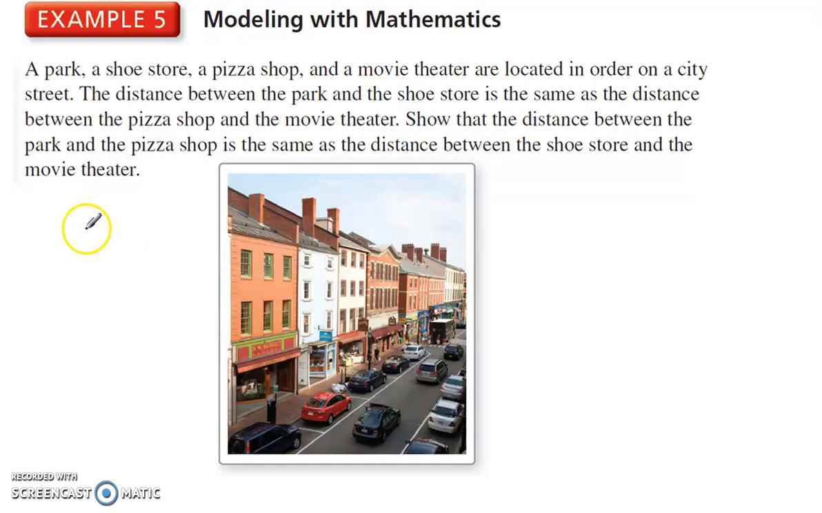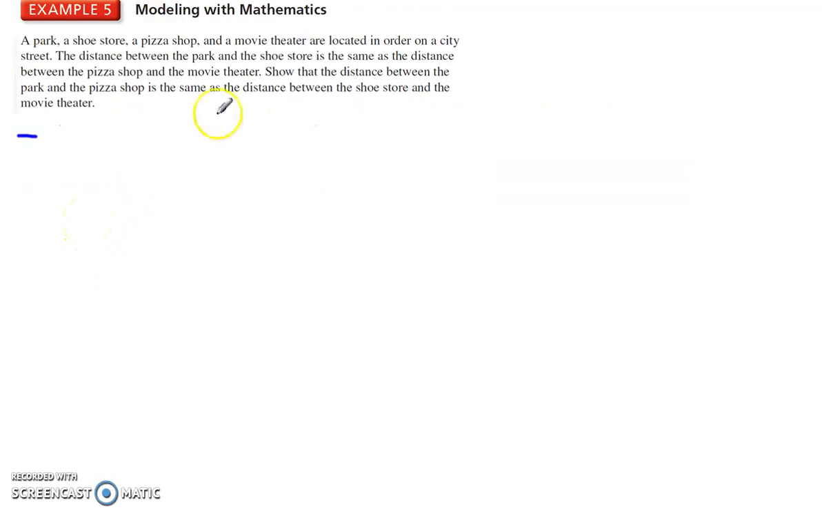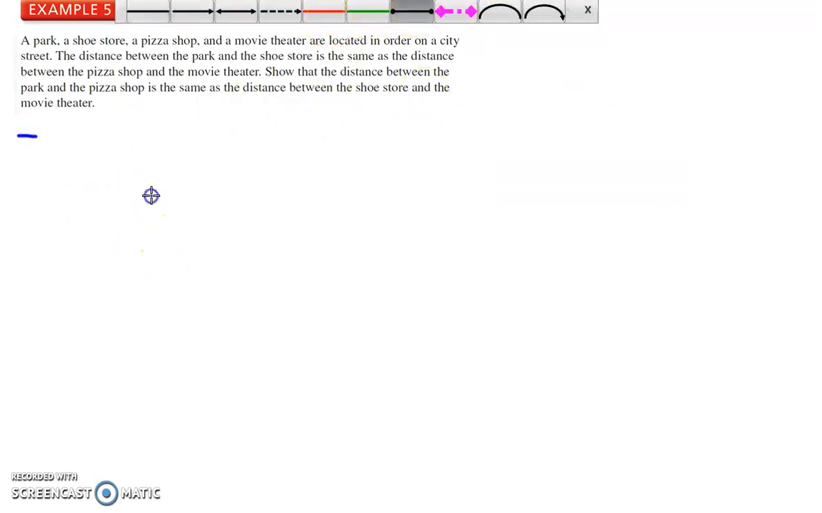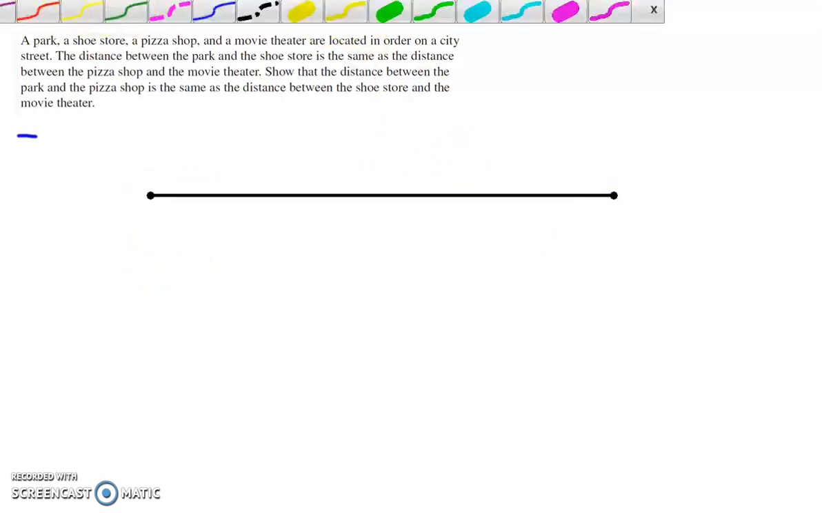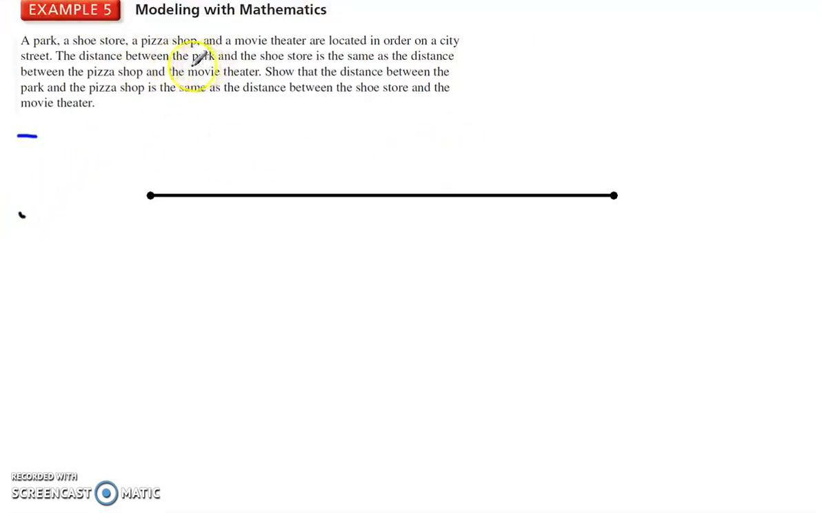Okay, it's a little bit hard to keep track of all this, so it helps to make yourself a little model. All right, so let's say this is the street, and we were told that the distance between the park and the shoe store, the first two, this distance right here, is the same as the distance between the pizza shop and the movie theater. The movie theater is the last one. So approximate that here and here.